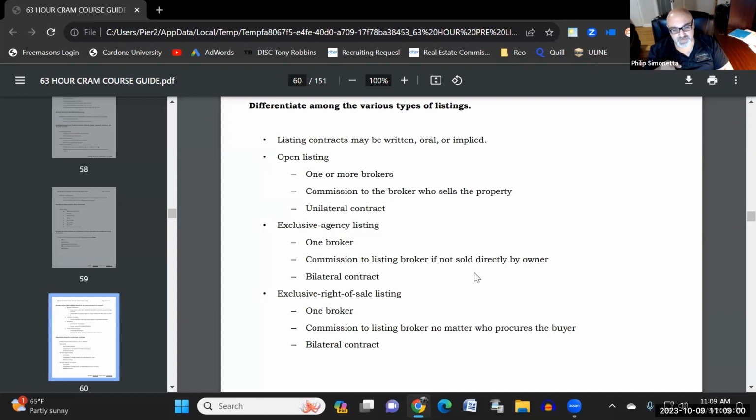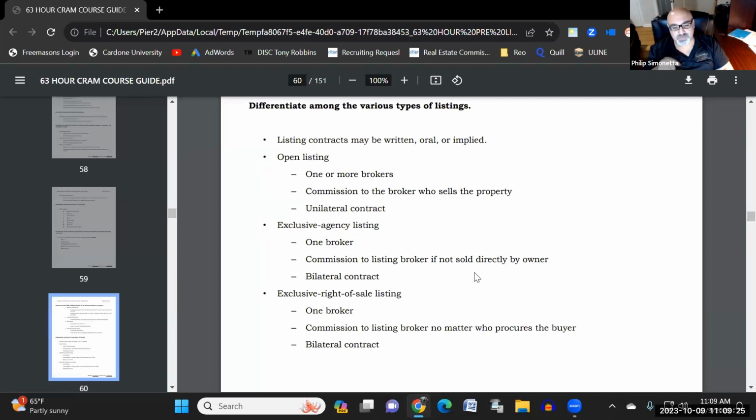Exclusive agency listing. This is when there's 1 broker. The commission goes to the listing broker if it's not sold directly by the owner. So if the owner sells the property to somebody he knows, they don't have to pay you a commission. However, if you sell it or any agent sells it as it listed, you get paid. That's a bilateral contract. Okay, owner and agent signs that.